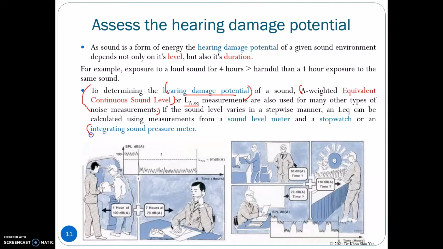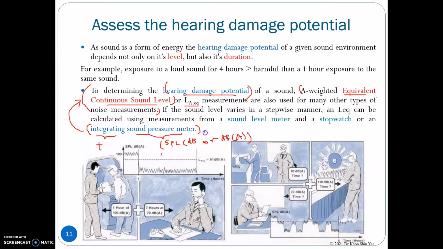In practice, we can use the integrating sound pressure meter in order to measure the LEQ or the LAEQ. We know that the sound pressure meter here can be used to measure the sound pressure level in either the dB unit or the dBA unit. Integrating here means that we can integrate a stopwatch into the sound pressure meter, where it takes the level and also the duration simultaneously. By doing this, it can compute the average sound energy by using the equivalent continuous sound level. Normally, an integrating sound pressure meter is much more expensive than the sound pressure meter.